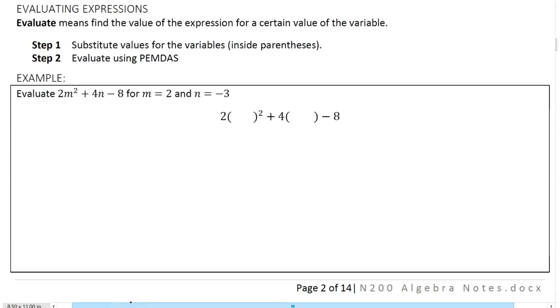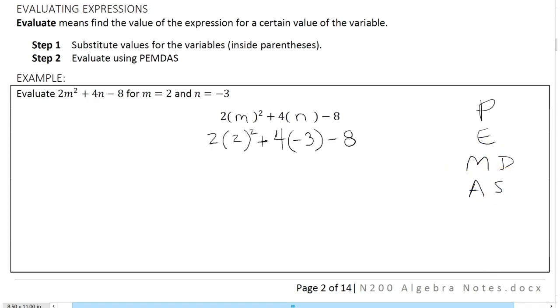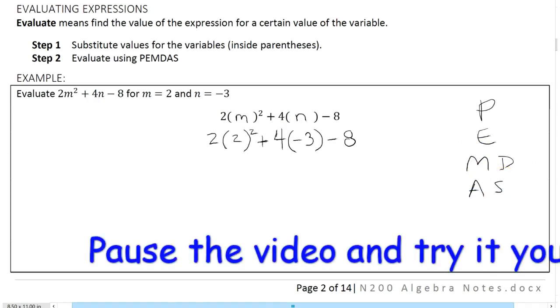Now let's practice evaluating an expression given certain values for the variables. In this case, 2m squared plus 4n minus 8 for the values m equals 2 and n equals negative 3. Before replacing the variables with their values, remember to treat them as if they were inside parentheses. Now replace the letters with the numbers for 2 times 2 squared plus 4 times negative 3 minus 8. Now use the order of operations to evaluate the expression. Now pause the video and try to finish evaluating this expression yourself.